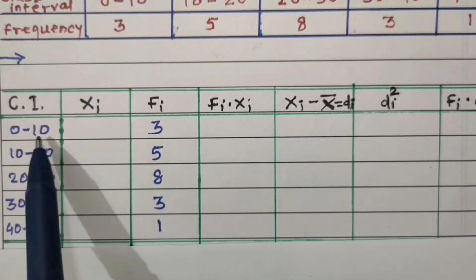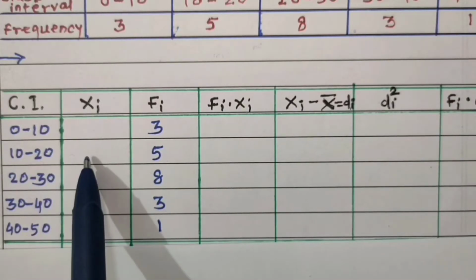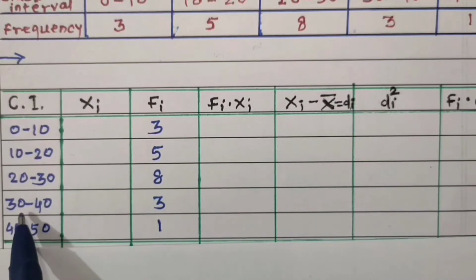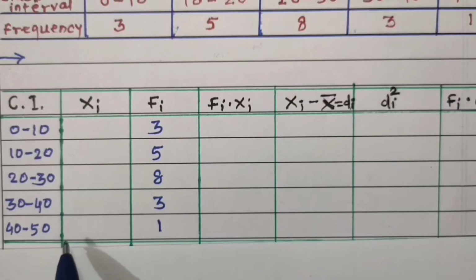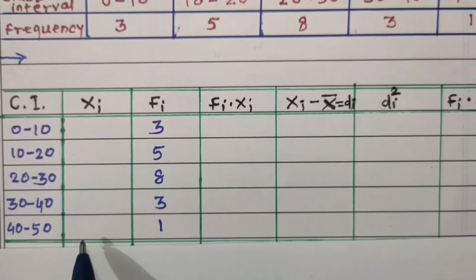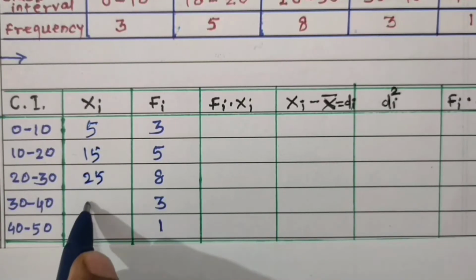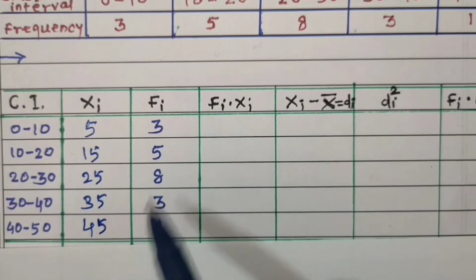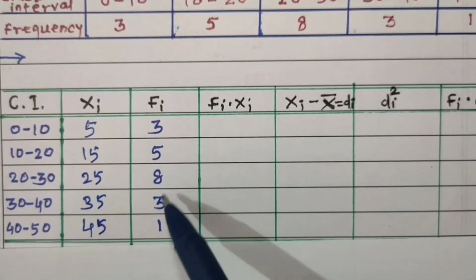Just like 0 to 10, its midpoint will be 5. 10 to 20, its midpoint will be 15. 20 to 30, its midpoint will be 25. For 30 to 40, midpoint will be 35, and for 40 to 50, midpoint will be 45. So we can put here 5, 15, 25, 35 and 45. Third column for frequencies, which is already given in the data: 3, 5, 8, 3, 1.